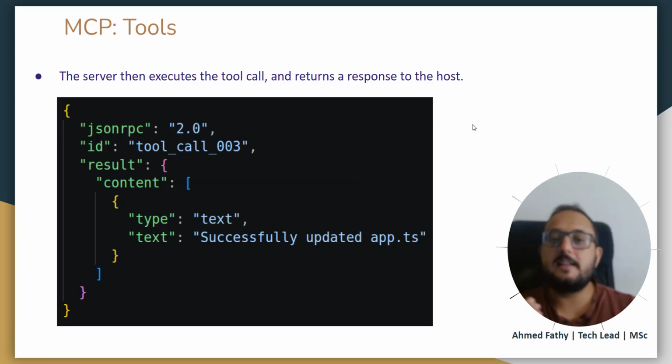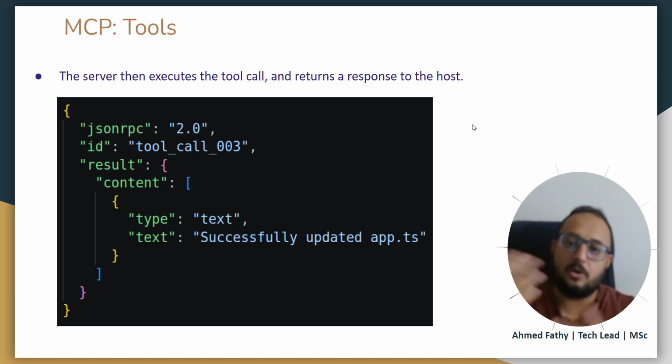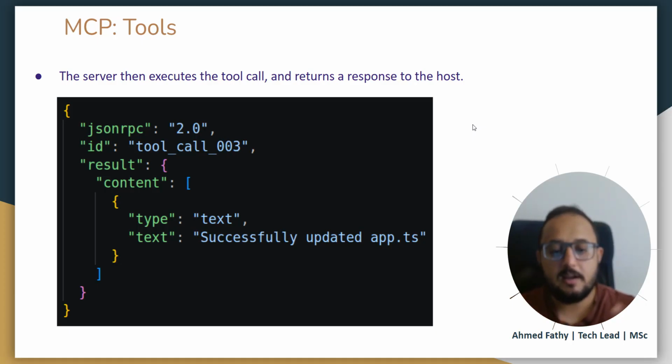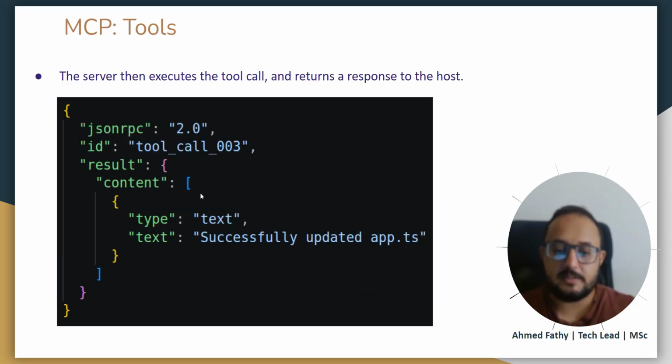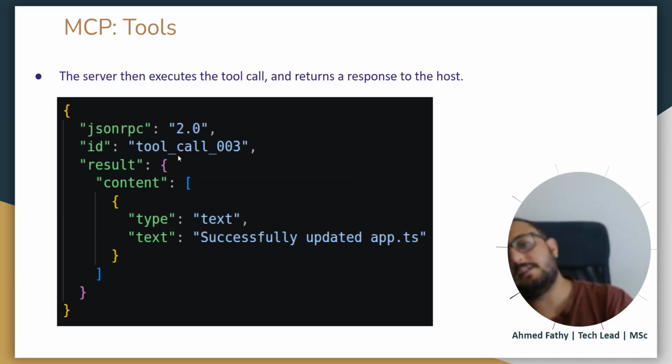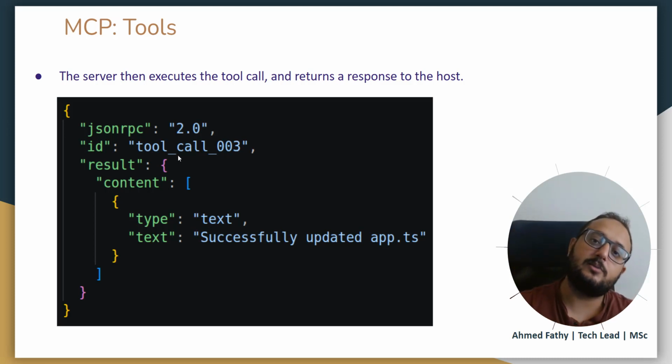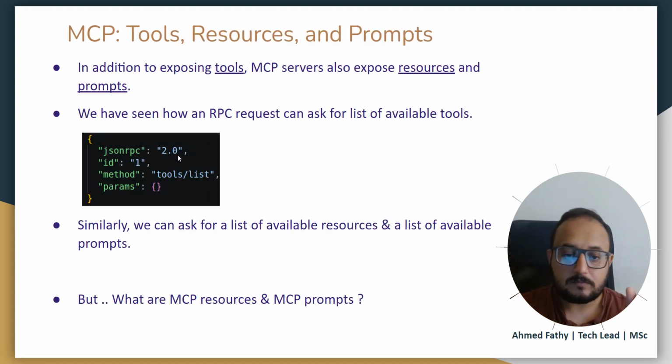So the server can then execute the tool call and return a response depending on what the tool returns. For example, again, here the ID is tool call 3, and this is the response for the same request, tool call 3, and this is the result that the tool actually returns. Then you consume this in the orchestrator. You can send it back to the LLM to continue reasoning.